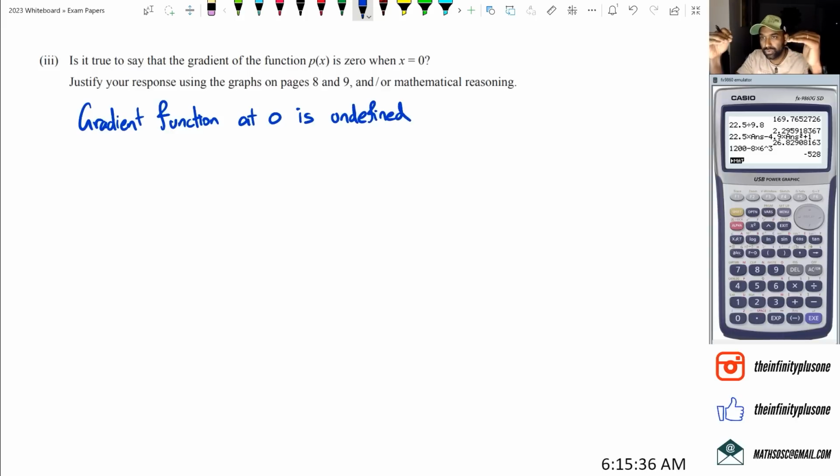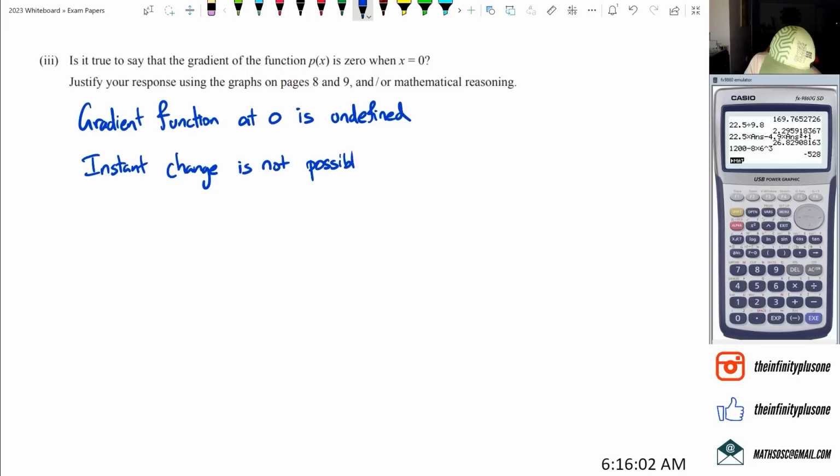Because when you have those two lines coming in like that, at that corner point, you can't actually find a gradient, and you can't actually have an instant change. Think back to that parabola, right? The parabola had a smooth change. Instant change is not possible. That's another way of writing it, to find the gradient.